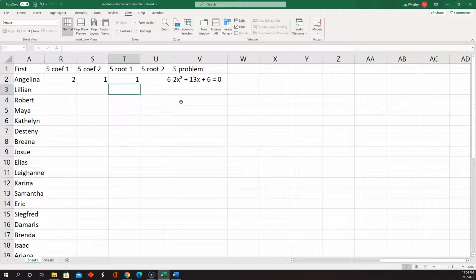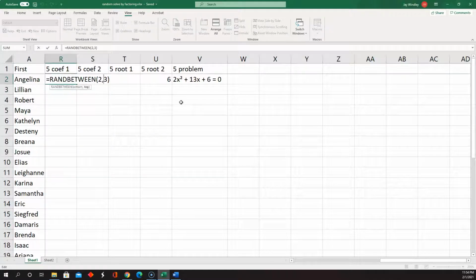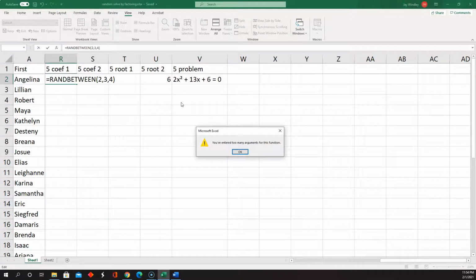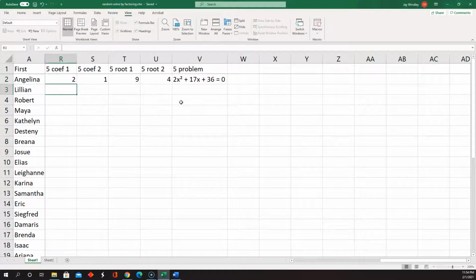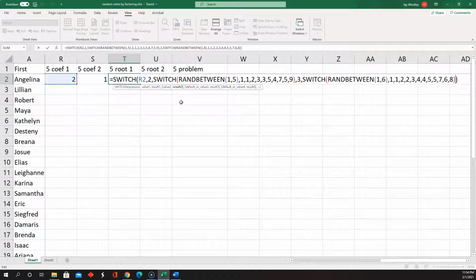Okay, let's take this one step further. Let's allow this to be a 1 or a 2 or a 3 or a 4. So now I need to add one more thing to my switch statement. Copy all of that, comma, bam.